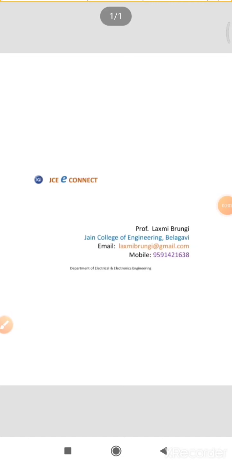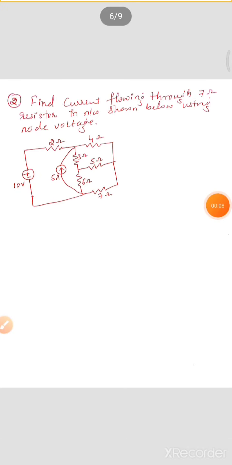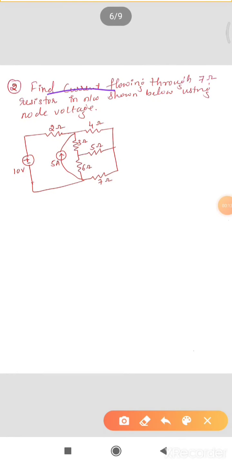Today we are going to solve the numericals on node analysis. Let's observe this numerical. They have asked: find the current flowing through the 7 ohm resistor in the network shown below using the node voltage method. Remember, whenever they specify the current flowing through or voltage across something, then that element we should not alter. So here they have asked us to calculate the current flowing through the 7 ohm resistance.